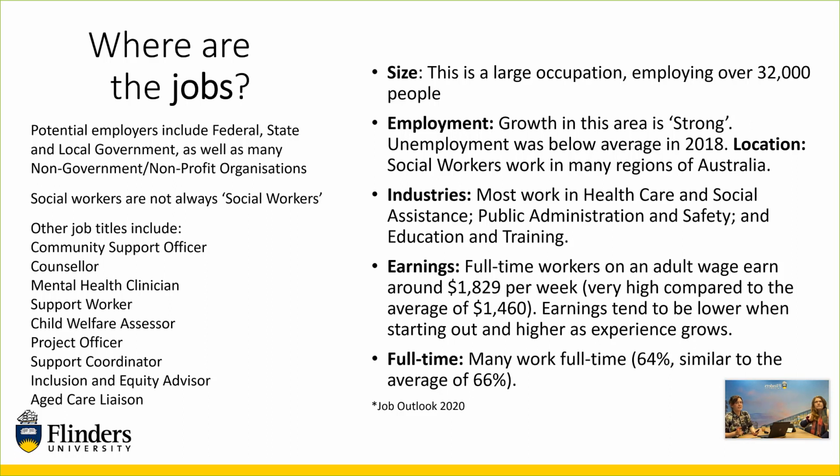The other important thing to consider is that social workers are not always called social workers. A lot of the time they are. You'll see job ads saying social worker. But other titles will include things like community support officer, counsellor, mental health clinician, support worker, child welfare assessor, project officer, support coordinator, inclusion and equity advisor, aged care liaison. These are just some examples from a search engine. If you type in social work, lots of other titles will come up. Lots of the government-based roles will be titled social worker, but you can see it pops up in lots of different ways as well. So it's good to have a bit of an open mind about that.